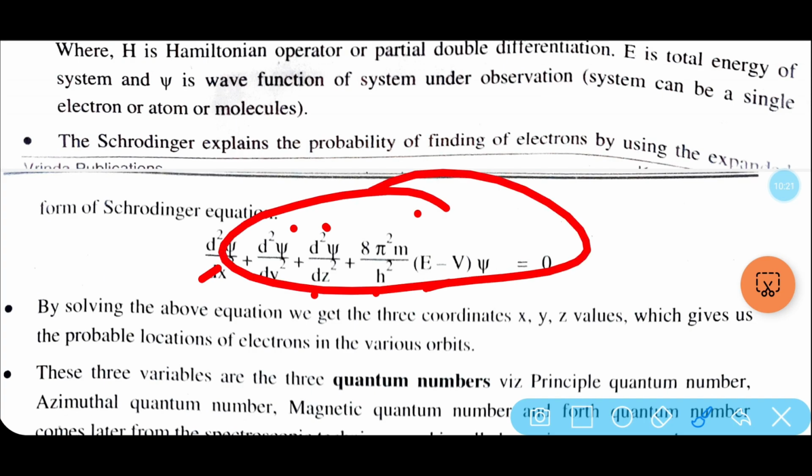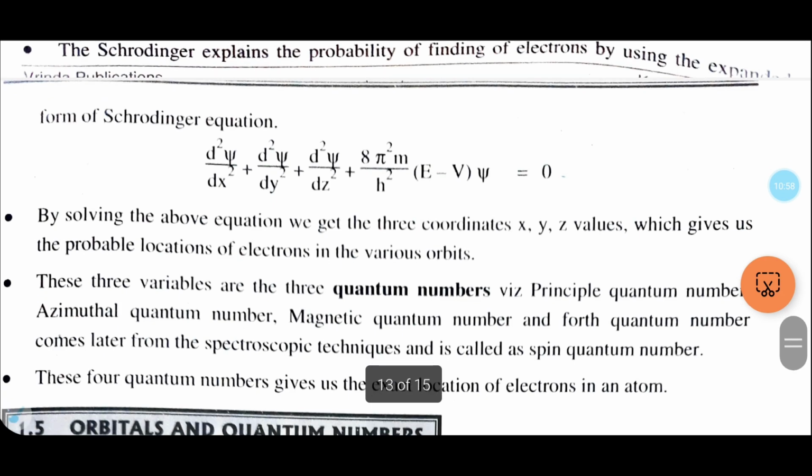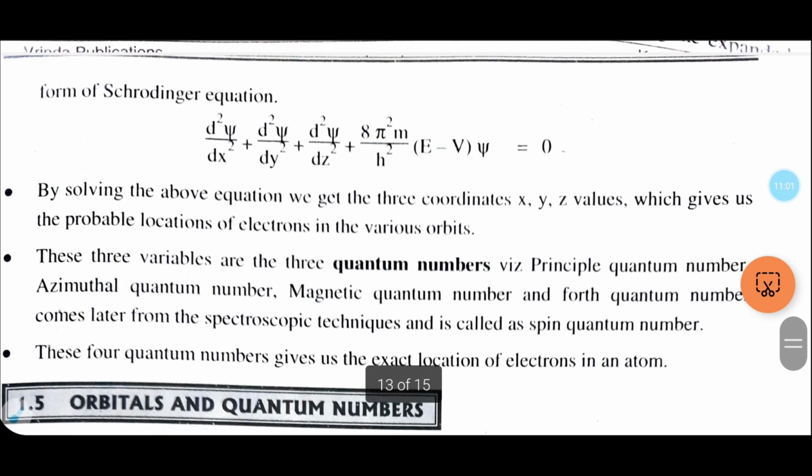Now, by solving this equation, we get the values on the three coordinates, x, y, z, which give us the probability of location of the electron in various orbits. So if we want to find out the position of that electron in the orbit, which is revolving around the nucleus, then by solving this equation, we are able to find out the probable position or location of the electron in various orbits. That's why we can say the Schrödinger wave equation is useful for finding out the probability of the electron in the orbit.